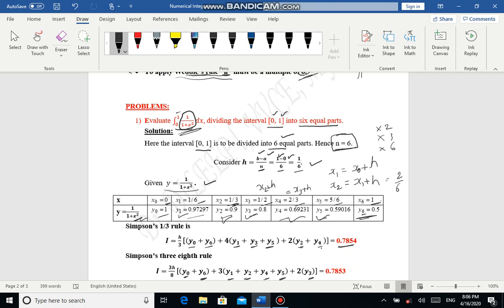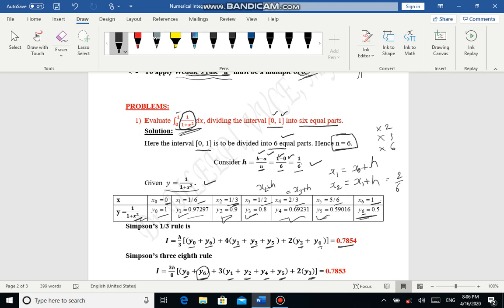The reason is in the formula we are not supposed to repeat any terms. We are not supposed to repeat any entries. So y6 we already considered here, and that's why we won't repeat y6 again. Now substitute all the values. By using the 3/8 rule, I will get the answer 0.7853.